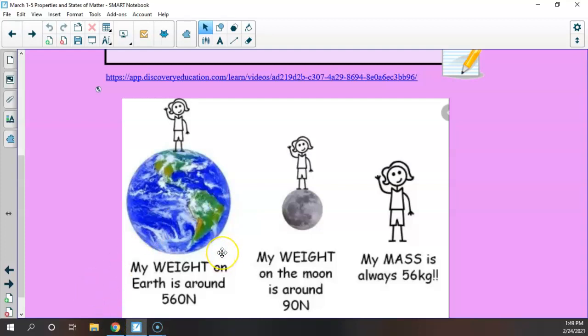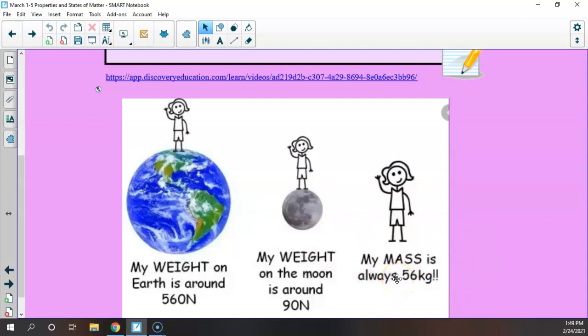So your weight really is the force of gravity pulling you down on Earth. So newtons is a way of measuring weight, actually weight. So my weight on Earth is around 516 newtons, let's say, but my weight on the moon is around 90 newtons. Remember, it has to do with that gravitational pull. So weight is different than mass.